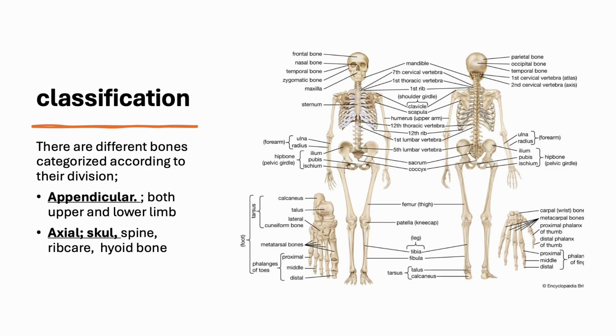Bones can also be classified according to the region where they are. There are different bone categories according to their region. We have the appendicular bones, the bones of the upper and lower limbs. We have the axial bones: the skull bones, spine bones, the rib cage, and the hyoid bone.